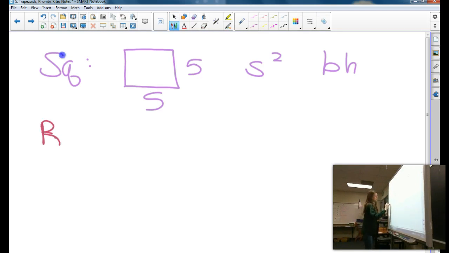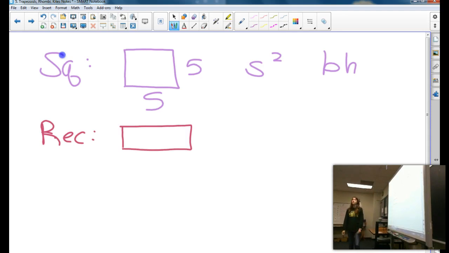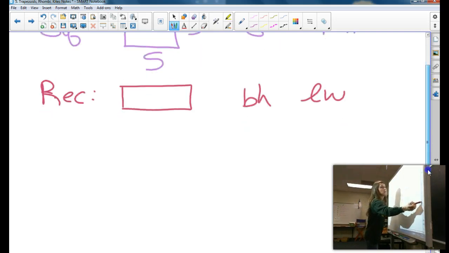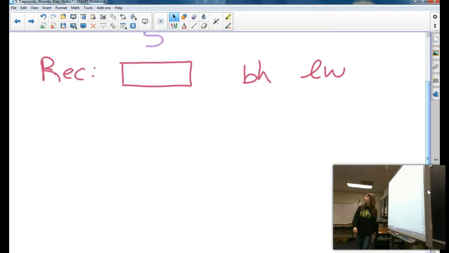Rectangle. Shelby, how do you find the area of a rectangle? Base times height. What's another way we've put it? Anybody? Another way we've put it. Length times width, or width times length. Kendall said. Awesome. All right, Paige, give me another shape we've already learned how to find the area of.